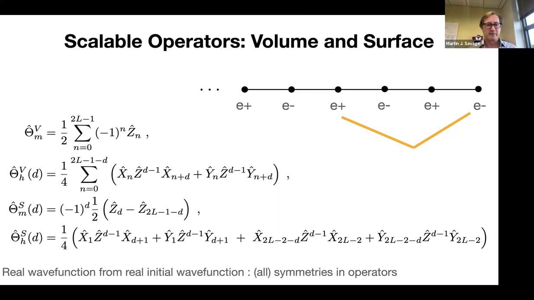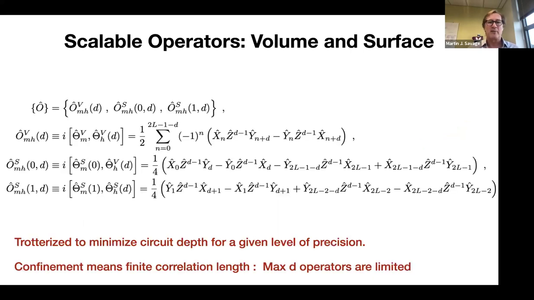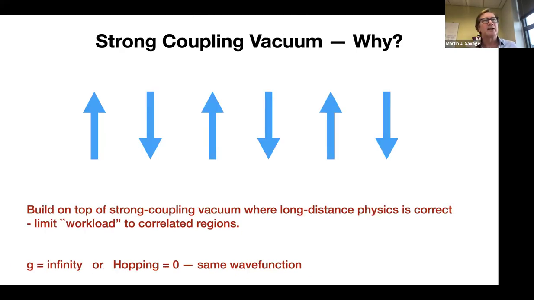And so what we did was use, in fact, the commutators of these operators. And these commutators are such that if you take the exponential of them, they'll take you from a real initial state to a real final state. And so that's what we wanted to have, a real final state wave function. And so we use these commutators. Let me make a further comment. And that is the initial state we chose was the strong coupling vacuum.